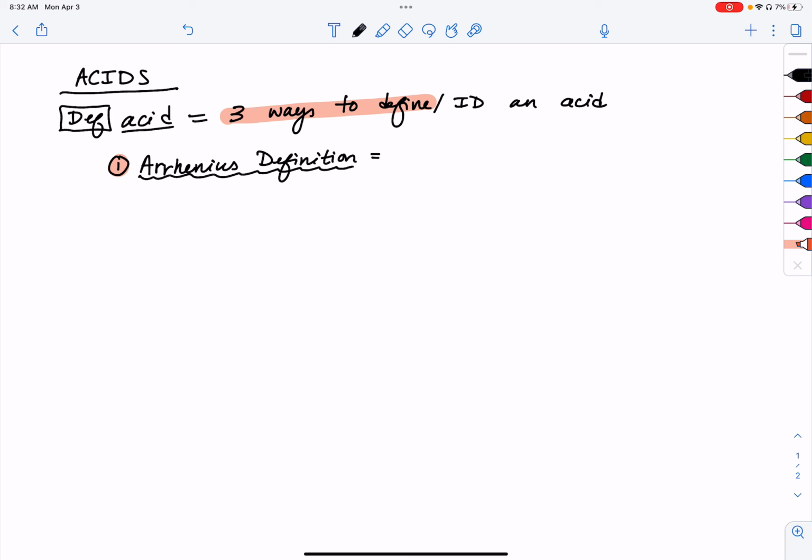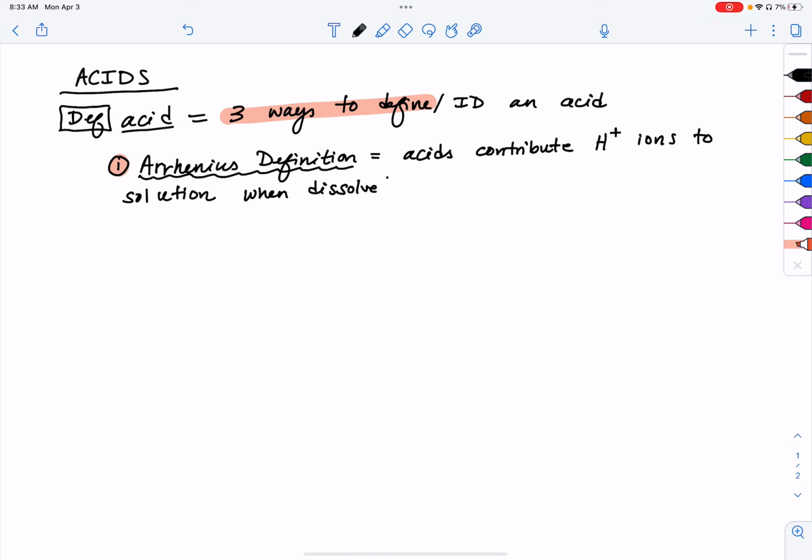According to the Arrhenius definition, acids are any kind of species or substance that contribute H+ ions to solution when dissolved.